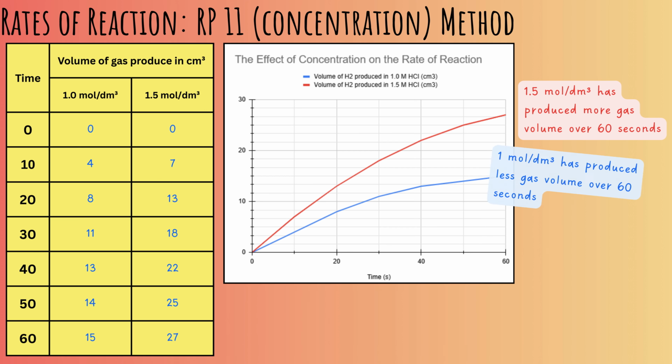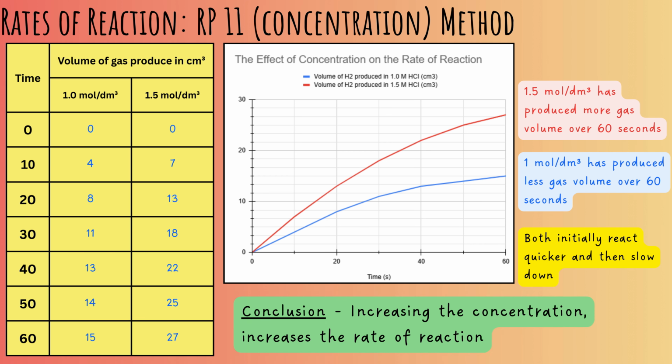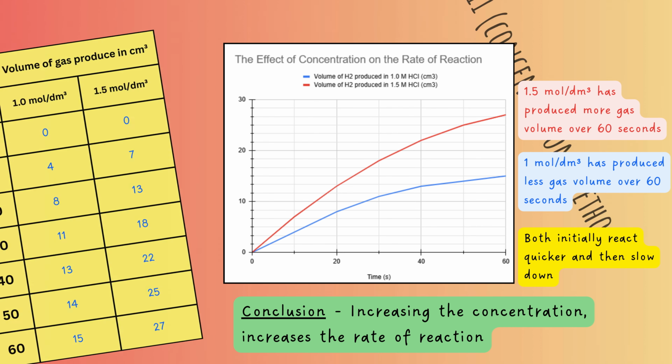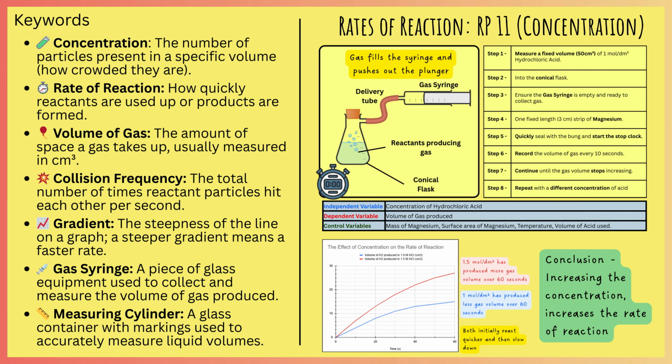Then 1 mole per decimeters cubed has produced less gas per volume over 60 seconds. Both initially react quicker and then slow down. In conclusion, increasing the concentration increases the rate of reaction, which we already knew, but now we can say that we've proved it. At this point, this is what your revision should look like.